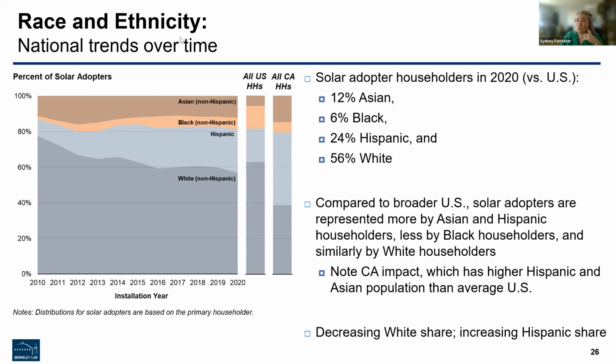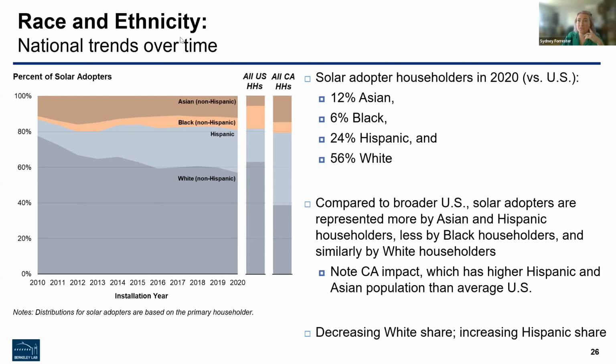And the one sort of temporal trend that we point out here is that over time there has been a decline in the white share of solar adopting householders, while there has been an increase in the Hispanic share of solar adopting householders.